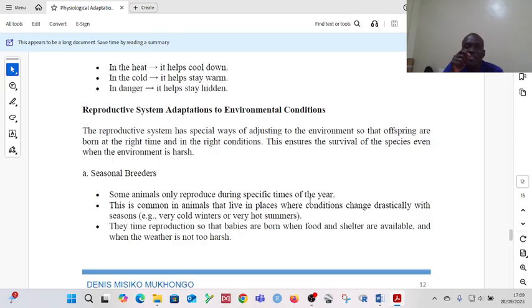So let's look at seasonal breeders. There are some animals that can only reproduce during specific times of the year. The environment has made these animals only able to breed in particular seasons. This is very common in animals that live in places where the conditions change drastically with the seasons. It can be very cold, for example, or very hot. So these organisms time the reproduction so that the babies are born when food and shelter are available and when the weather is not too harsh.